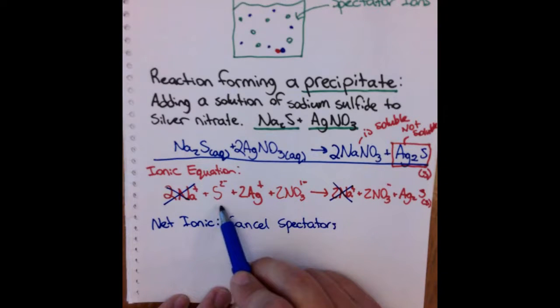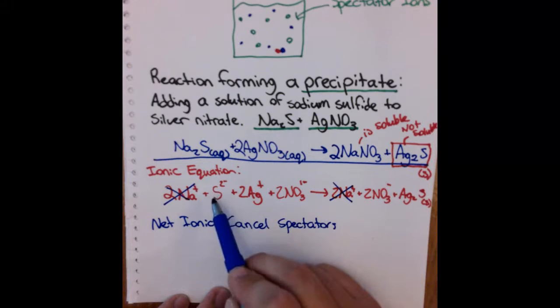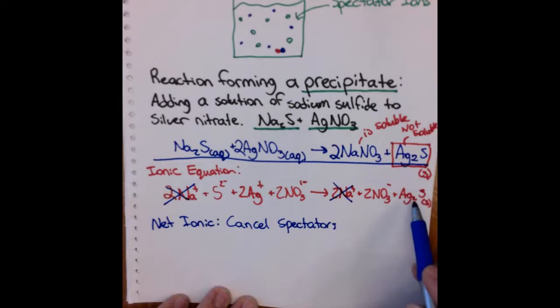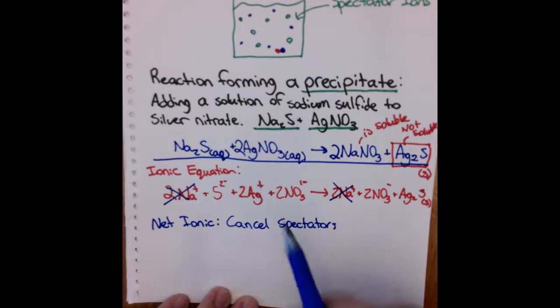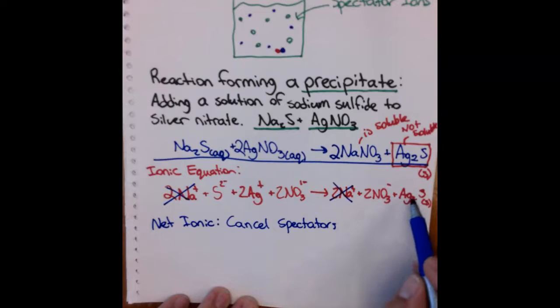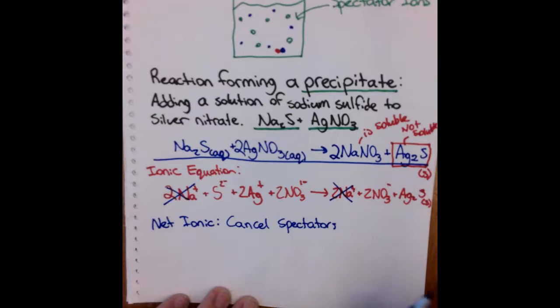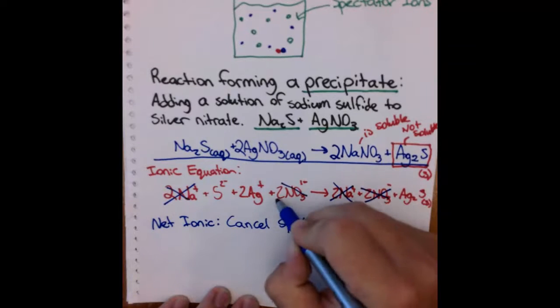I have an S2 minus, but that remains in our solid precipitate at the end. So I know that that S2 minus is critical for our Ag2S to form. So I'm going to leave that one there. My two Ag pluses are also critical because those are in my solid. However, I have two NO3s on the left-hand side and I have two NO3s on the right-hand side. So those will also cancel.